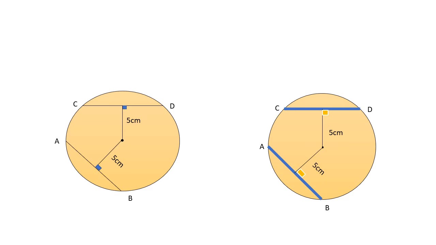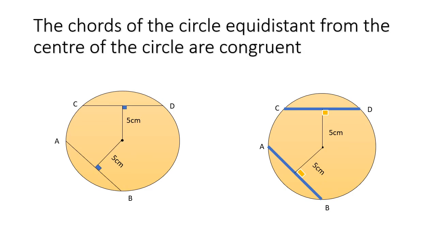So what is this property? This property is the opposite of what we studied in the previous one. In the previous one, we had the chords congruent, therefore the perpendicular distance was congruent. Whereas in this one, the perpendicular distance is congruent and therefore the chords are congruent. So the property says the chords of a circle equidistant from the center of the circle are congruent. So if you know these two properties, we can easily proceed with our next exercise.